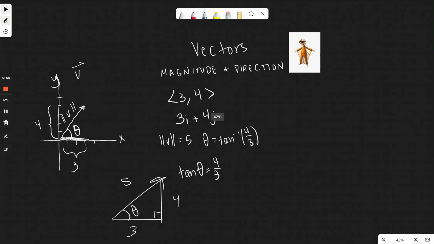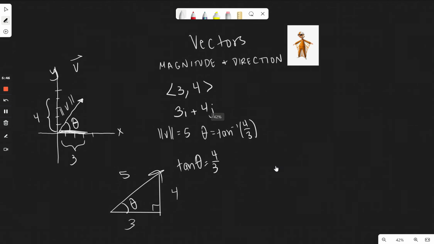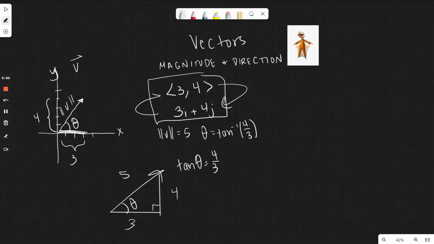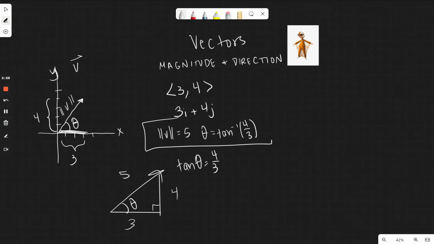Okay, so I've shown you how to convert, given the components, to go to the magnitude and angle, and it's not hard to convert between these two, right? But you should also know how to convert from this. If you're given the magnitude and the angle, you should know how to go to component form. And so I'm just going to go over that quickly.